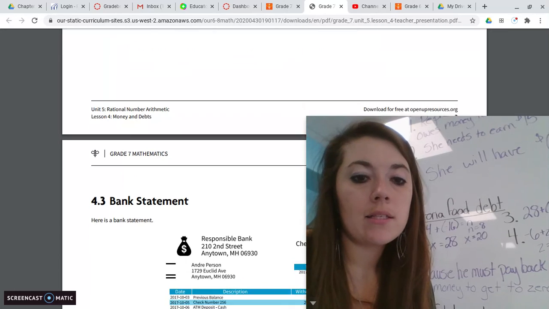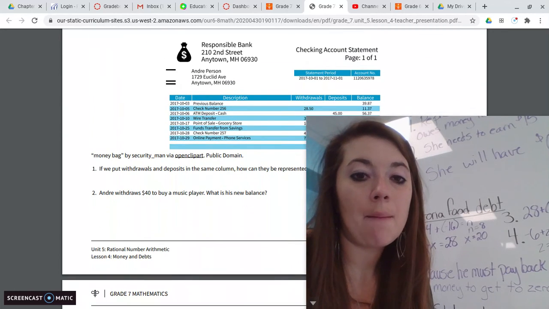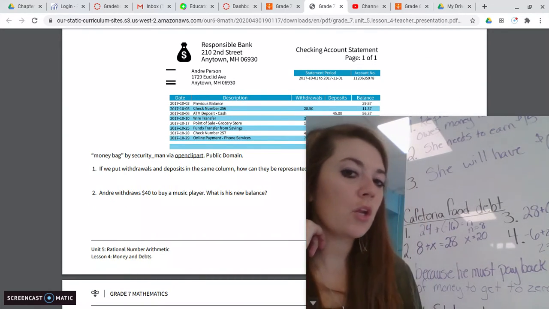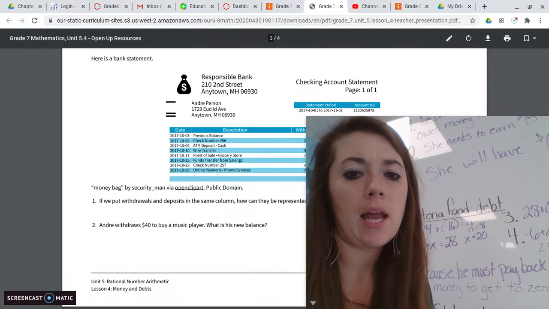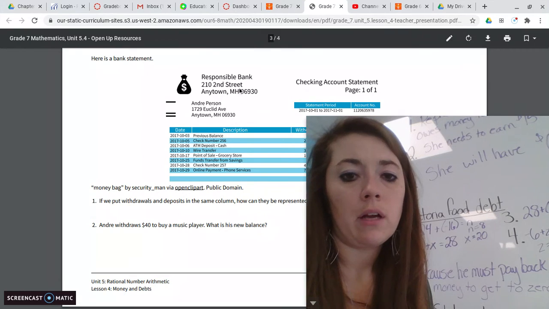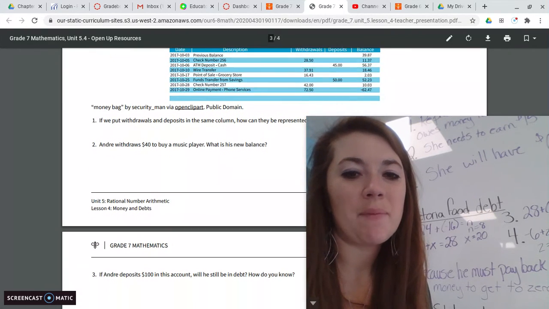All right, our last portion of this, we are looking at a bank statement. So we have the wonderful bank of Responsible Bank in any town of somewhere. NH, I don't know. So we've got this bank statement. We've got different previous balances. We've got withdrawals and deposits, and then the current balance.